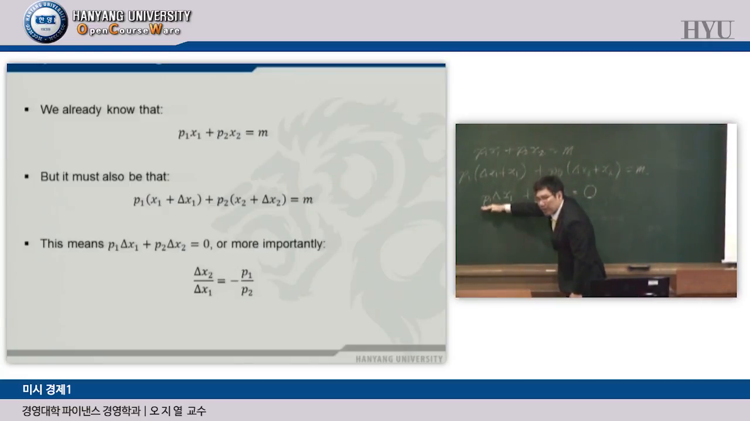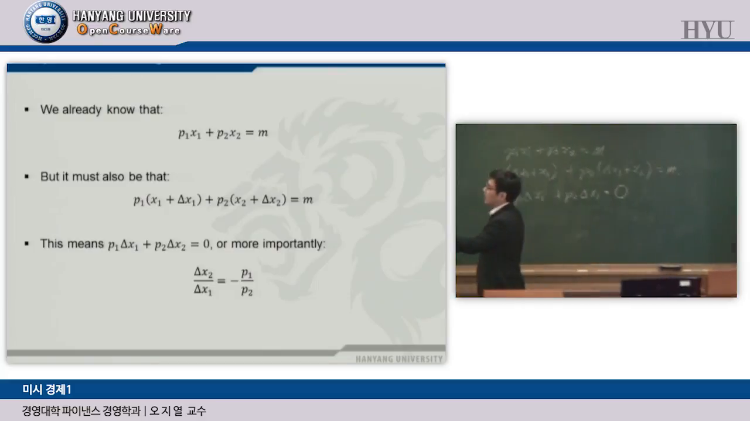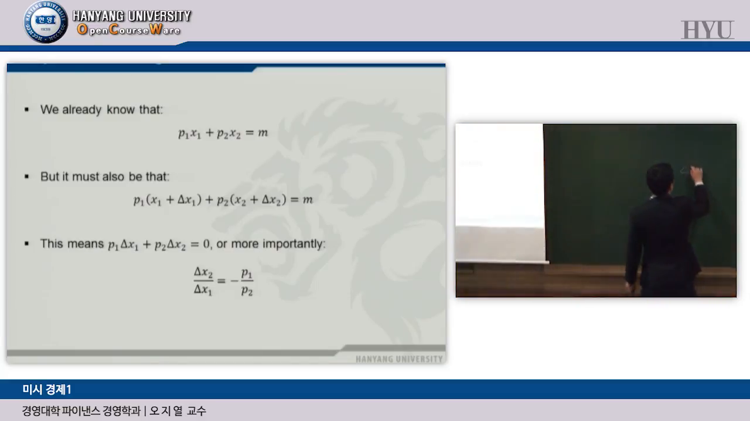The extra money you spent on beer has to be financed by the money reduced from spending on chicken. And they have to sum up. And from that you get the rate of substitution between two goods.